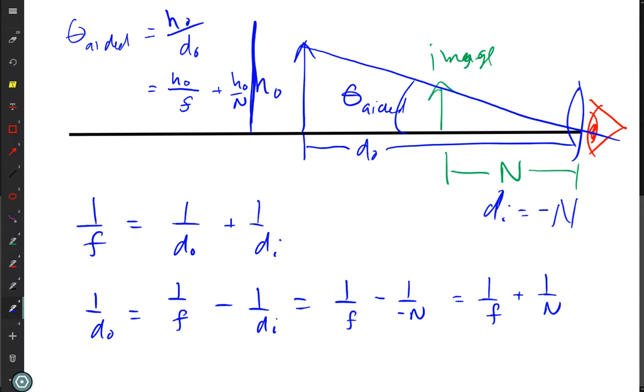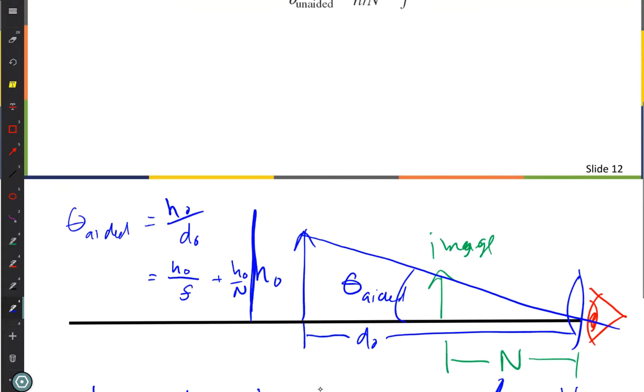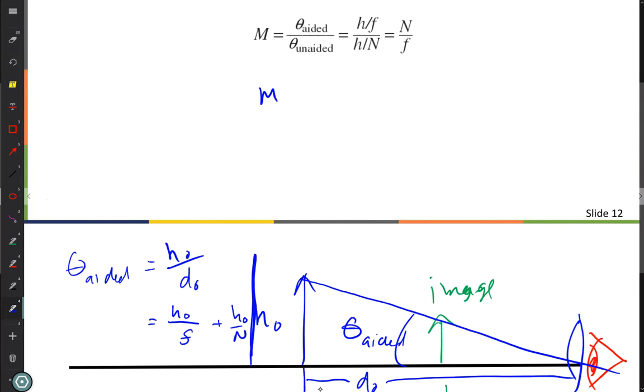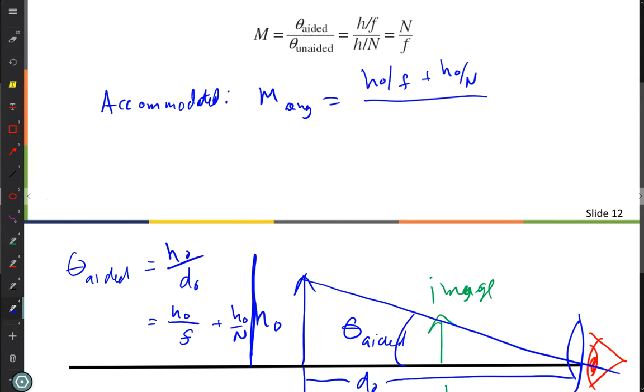So there's my angle for the aided viewing. So now if I want to calculate my magnification, aided, it should have said accommodated. I believe I have the right spelling, but if I don't, well, mock me in silence. So the aided angle is this, and the unaided is still this.